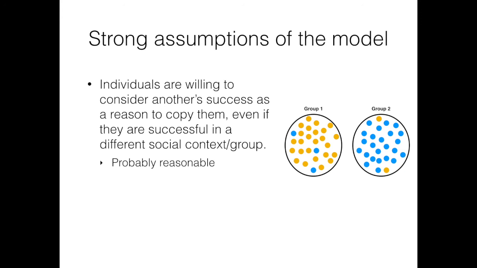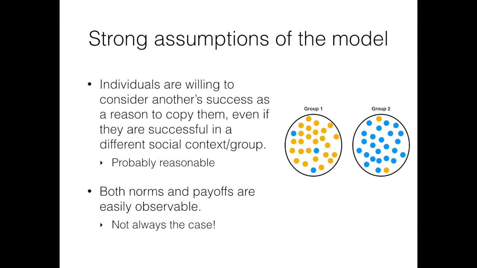Certainly not for everyone in all cases, but in some cases it will be, and it's important to consider when it would or would not be a reasonable assumption of copying. I can imagine sometimes where you might be unwilling to copy someone from another group regardless of how successful they are. Another strong assumption of the model is that both norms and their associated payoffs are easily observable. This might not always be the case.